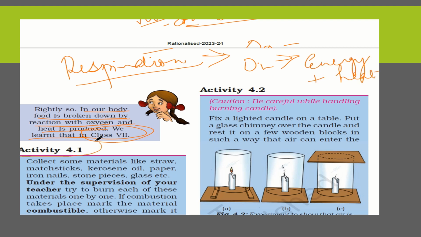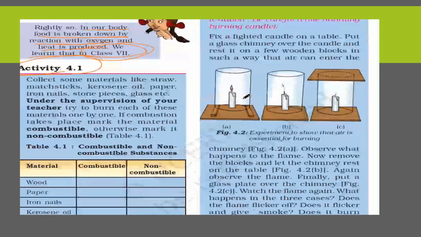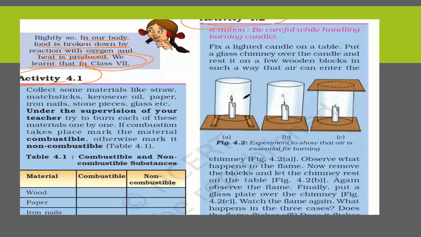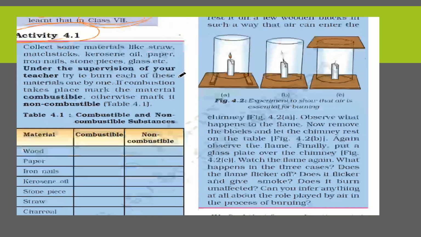Now here two activities are given which we can do with caution and in the presence of our teacher in school or at home. If you are doing them at home, you should do these in the presence of your parents or guardian. So we will do these activities in the next slide. Activity 4.1. What is there in this activity 4.1? We are collecting some materials like straw, matchsticks, kerosene oil, paper, iron nails, stone pieces, glass, etc.